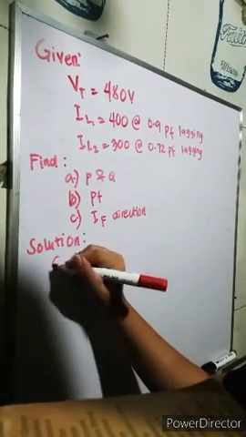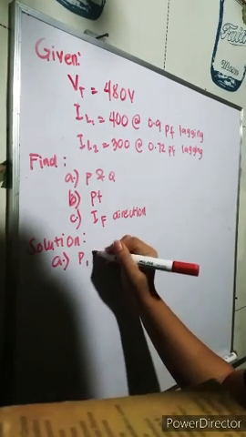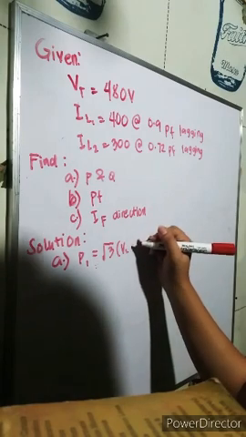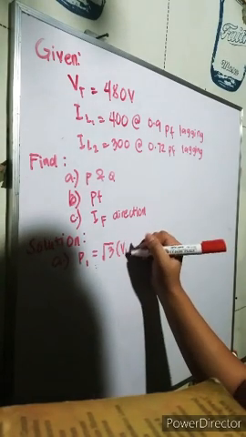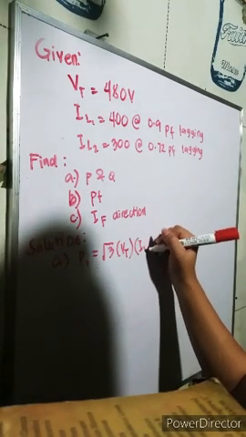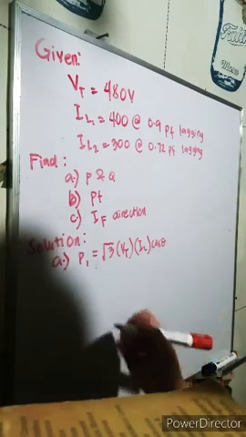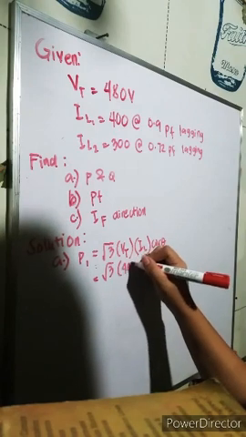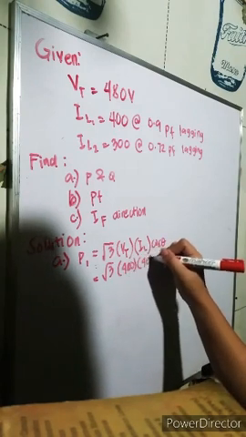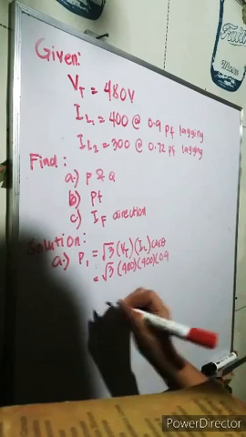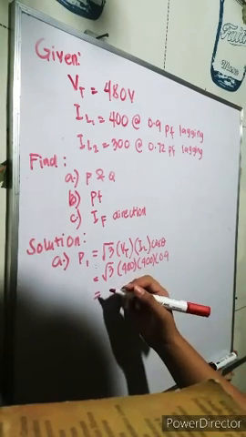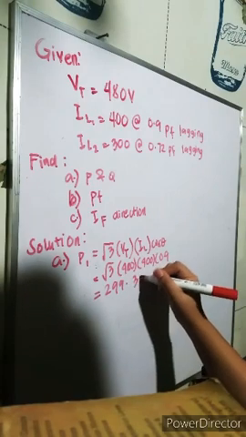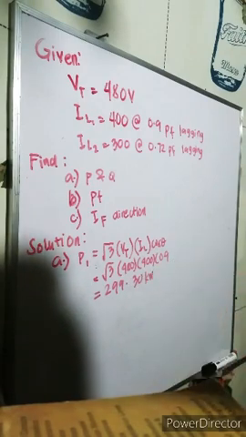So, first the solution in A. P1 is equal to square root of 3 times the voltage, current, and power factor. So, just simply input the values. It is equal to square root of 3 times 480 volts times 400 amperes and power factor of 0.9. It will result to 299.30 kilowatts.